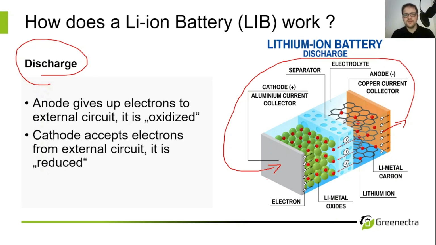The cathode will accept these electrons from the external circuit. It is therefore reduced. The material accepting electrons we call cathode, and it's a reduction. So far, so good. Everything is according to strict electrochemical definitions. Let's have a look at the charge process.